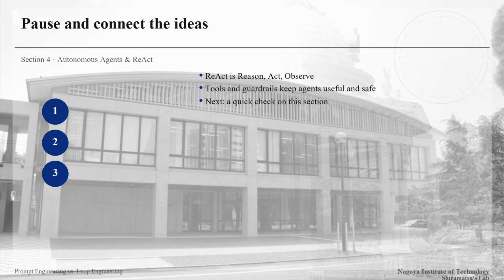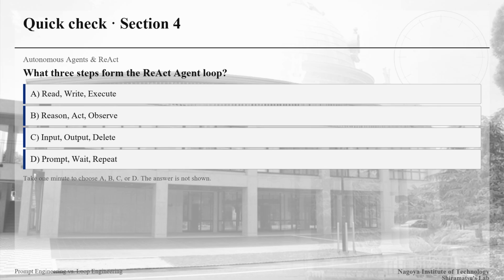Pause here. React is reason, act, observe, with tools and guardrails. Now the quick check. Quick check after Section 4. What 3 steps form the React agent loop? Choose A, B, C, or D. Take 1 minute to think, then choose A, B, C, or D. The correct answer is not shown.